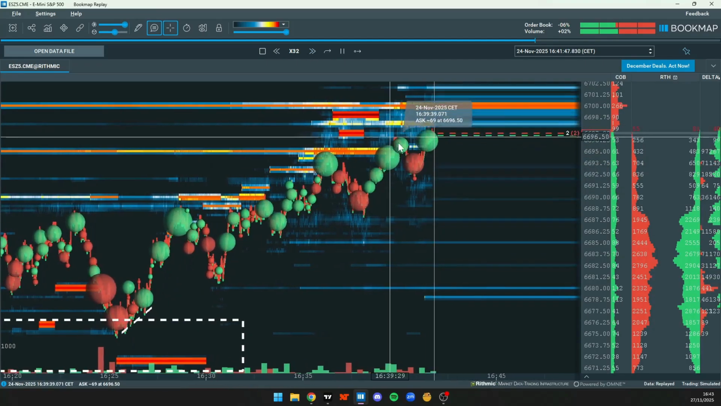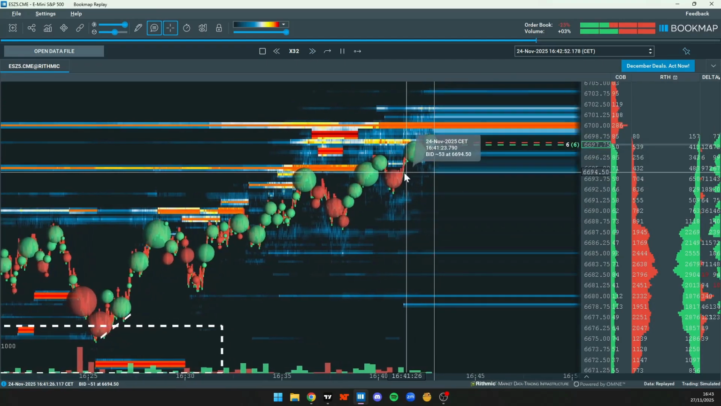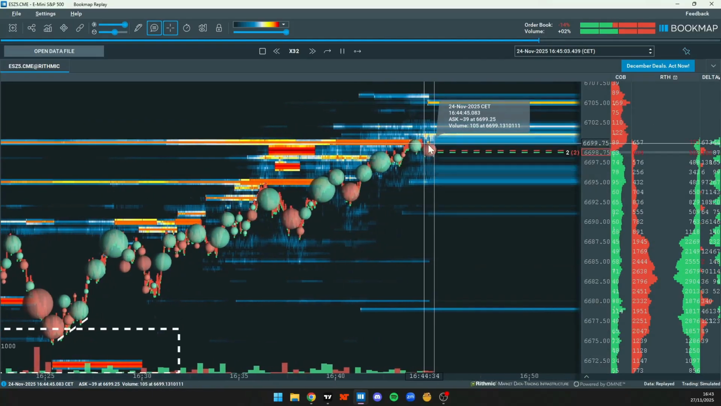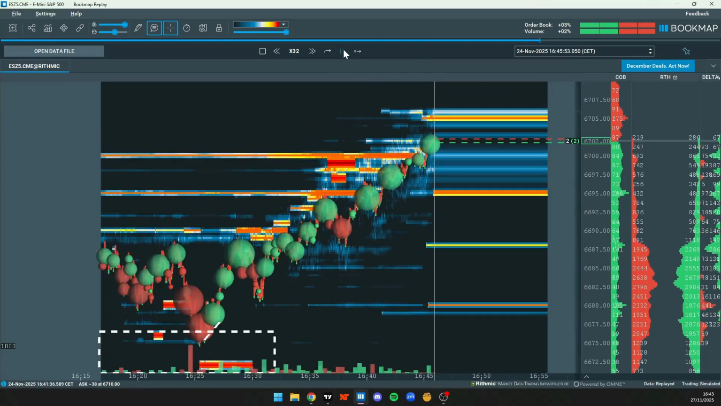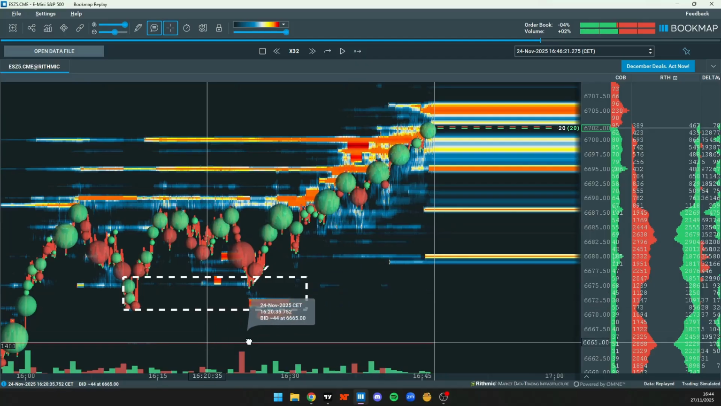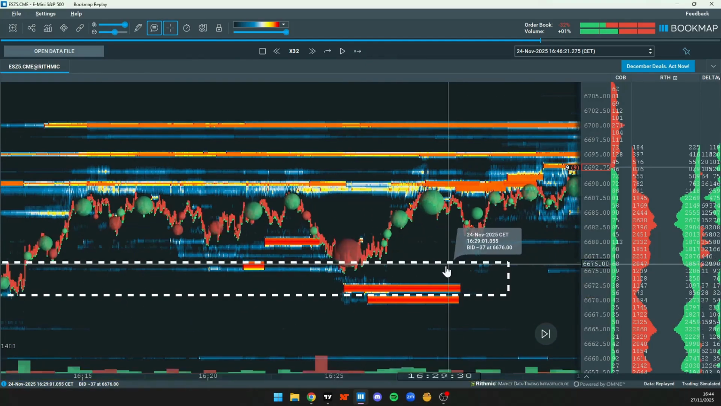We can see how sellers are trying, but they're not really going anywhere. Some aggressive selling as well. There we go, we just hit the 700s. There we go, full target hit. So, this was a very, very clean trade. Pretty textbook, everything apart from this scenario here on the Bookmap.